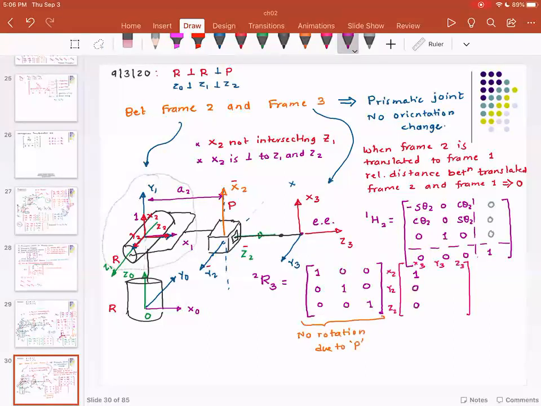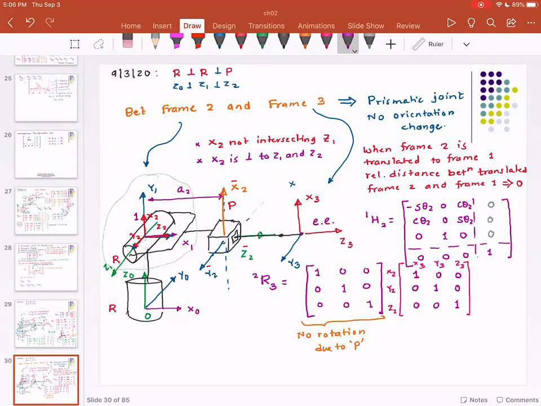Y3 is aligned with Y2, and Z3 is aligned with Z2. So again, what you have is two identity matrices multiplying each other, which means in your homogeneous transformation, the first 3 by 3 matrix will remain an identity matrix.